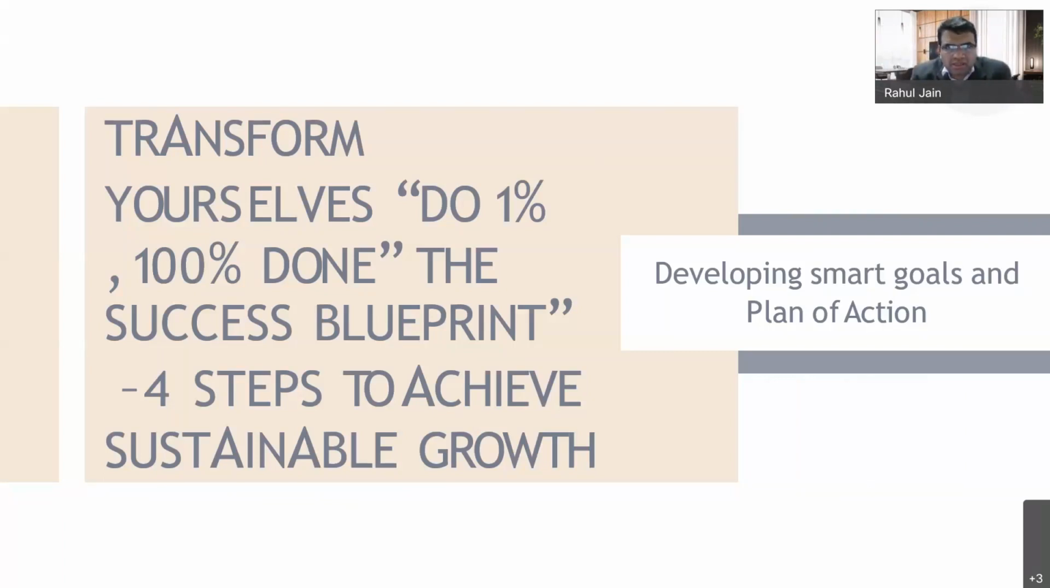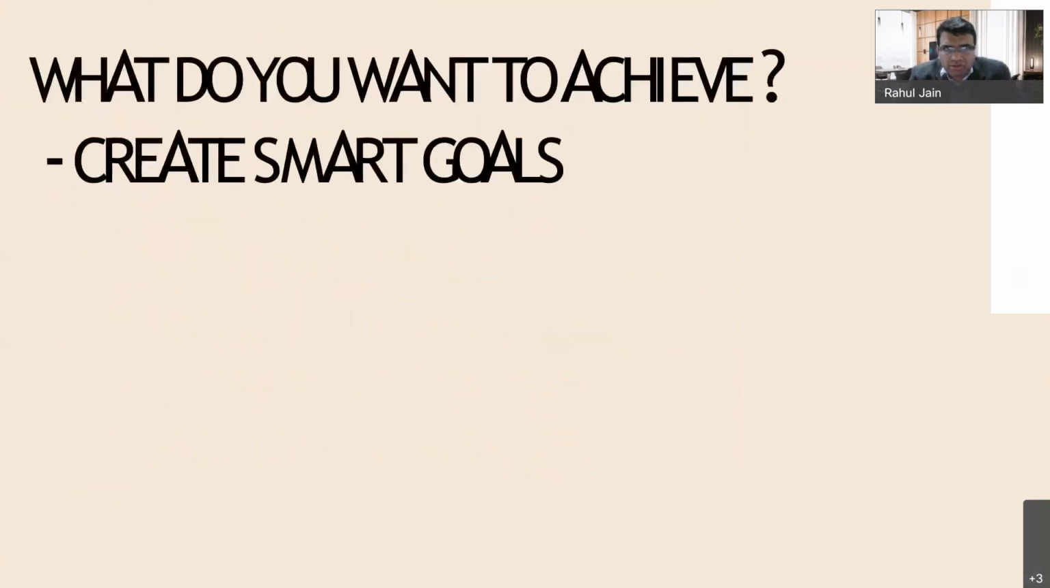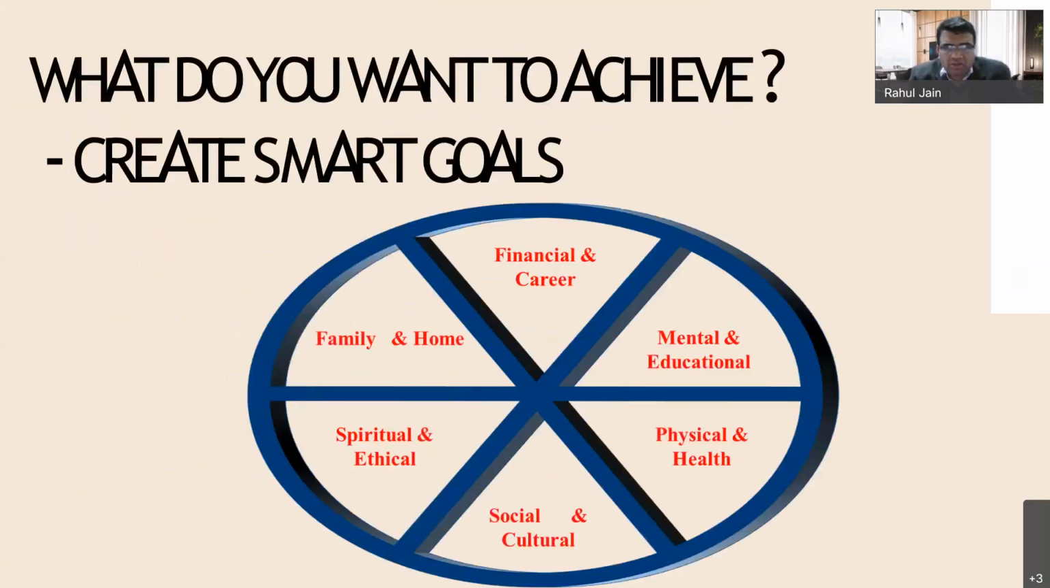Yes. So I was discussing that performance blocker and then relating that with your goals. So yeah, coming to the second step, developing smart goals and plan of action. We have discussed this earlier also. So now I would like to ask you again, what do you want to achieve in the next 1 year time? Create smart goals in all these areas of life. Have 5 smart goals.